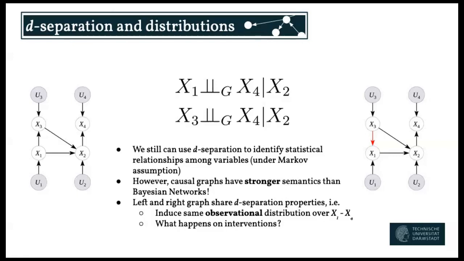However, SCMs have a stronger semantic than classical Bayesian networks, for instance. In a Bayesian network, you would be allowed to turn this edge here, and this still gives you the exact same d-separation statements in the graph, and as we assume Markovianity and several other assumptions, this also transfers to the distribution induced by this graph. And so you still have the same set of independencies here.